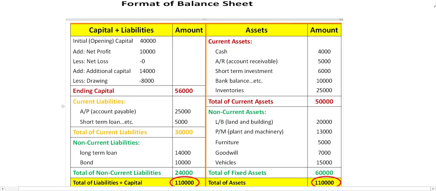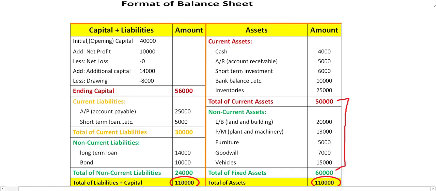In the same case, in the case of asset. Under the asset side, number one, mention current asset, then mention several types of current asset, and then find out the total. Then mention non-current asset, mention different types of non-current asset, and after that find out the total of this one. Then find out the total of both. Total of both means total of current asset plus total of non-current asset, and this is the total. Suppose the total of this one is 50,000 and the total of this one is 60,000. 50 plus 60 becomes 1,10,000.